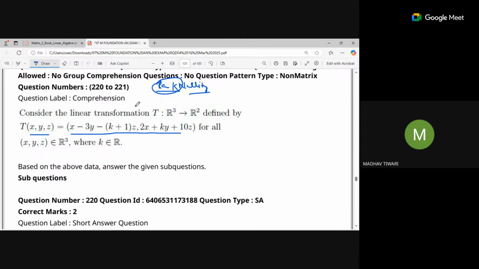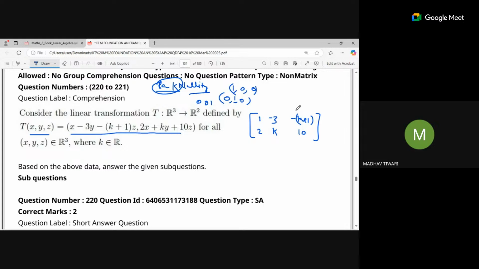So let's make the matrix. Suppose I take x value 1 and all other variables are 0, so it is 1, 0, 0. I got my first vector as 1, 1, 2. If I put 0 1 0, what will I get here? Plus 2, minus 3 for y, and here k. In the third one, if I put 0 0 1, so z value is 1, it will be minus k plus 1, and this one will be 10.